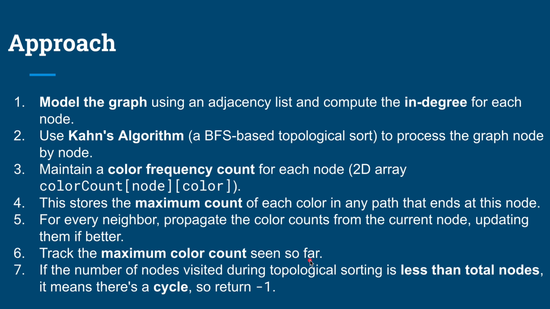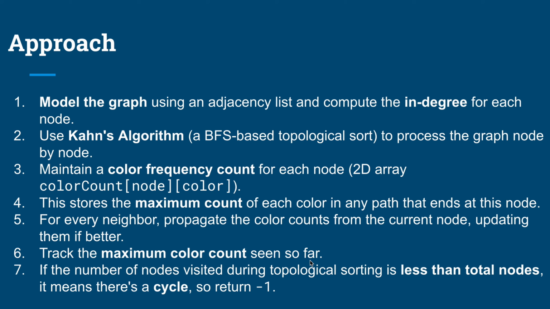That means first we will build the graph and compute the in-degree for each node. Then we'll start with the nodes that have in-degree equal to 0. Then we will use BFS, like Kahn's algorithm, to process each node, and for every neighbor we'll update its color count by checking the current node's count.